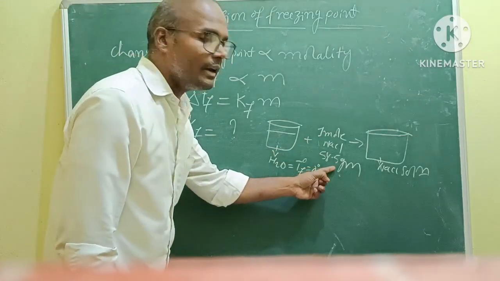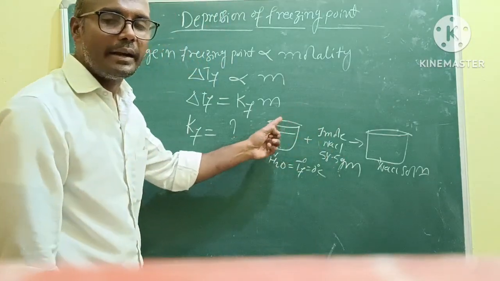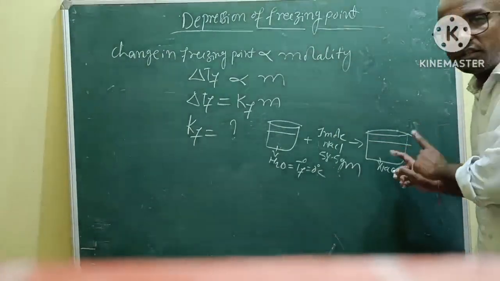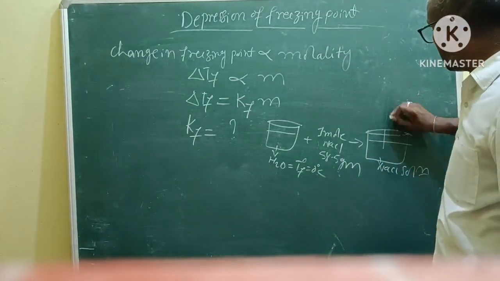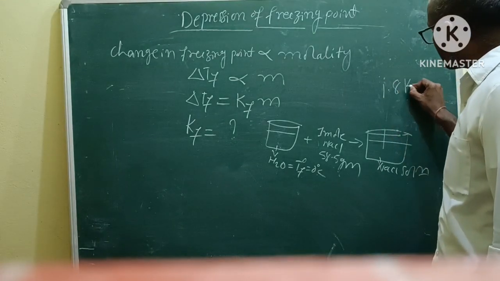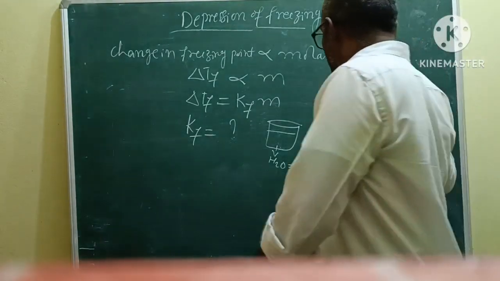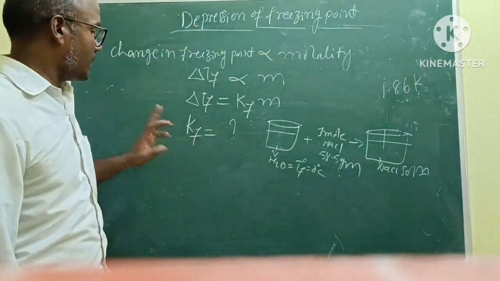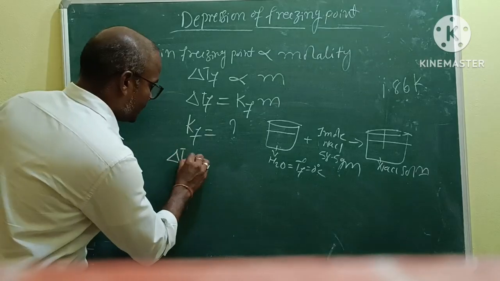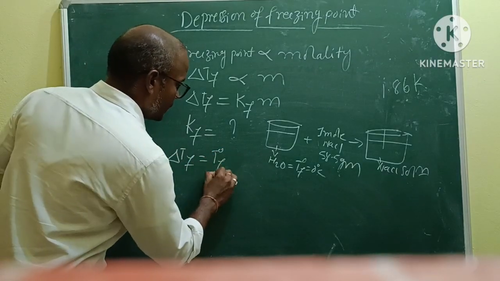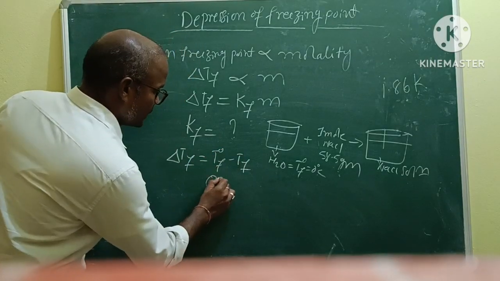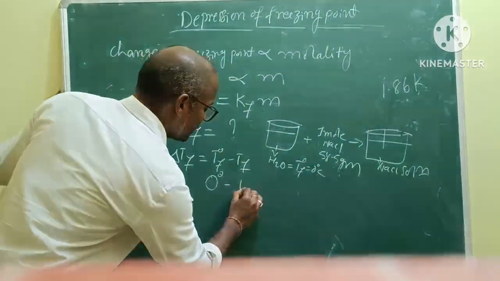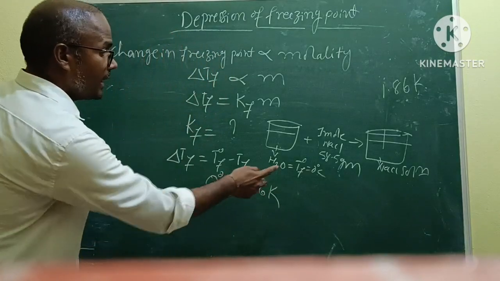When we add 1 mole of NaCl, that is 58.5 gram of NaCl, to this solvent, in this case the freezing point of the solution changes by 1.86 Kelvin. So that is what we call Kf. For example, we know that delta Tf is equal to T naught F minus Tf. T naught F is 0 degrees Celsius, minus Tf, how much changes? 1.86 Kelvin changes when we add 1 mole of solute.